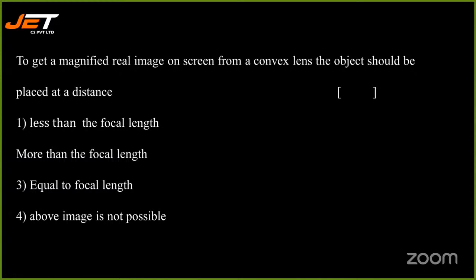So to get a magnified real image on screen from a convex lens, the object should be placed at a distance. At what distance will it be placed? It is based on the nature of the image. I see questions and answers coming in.